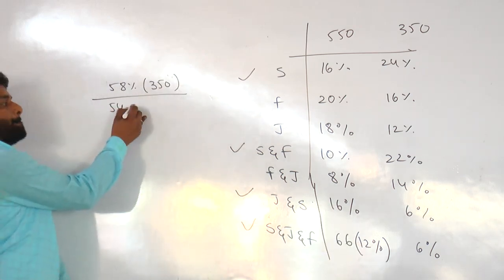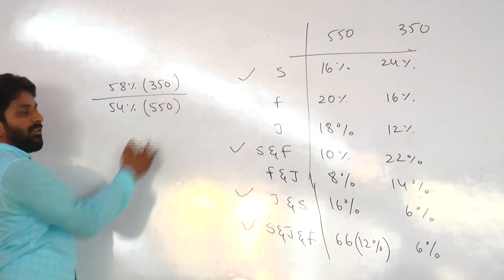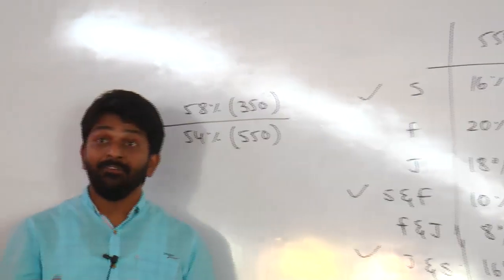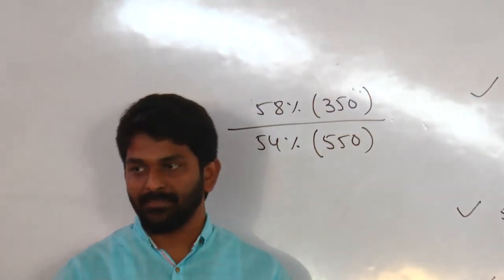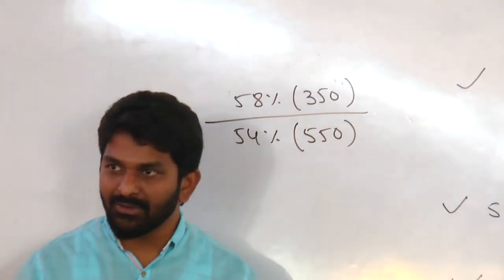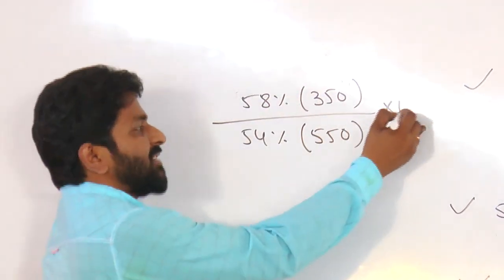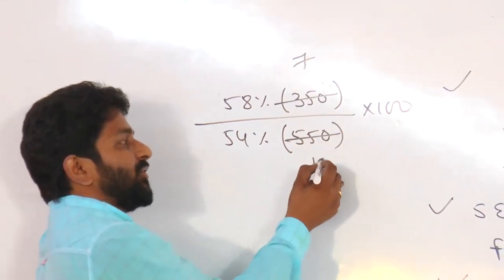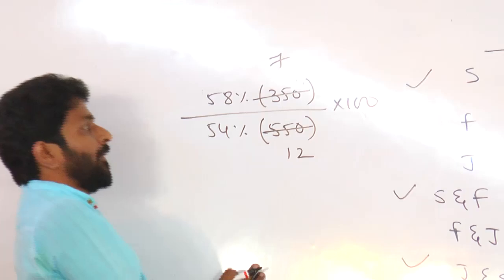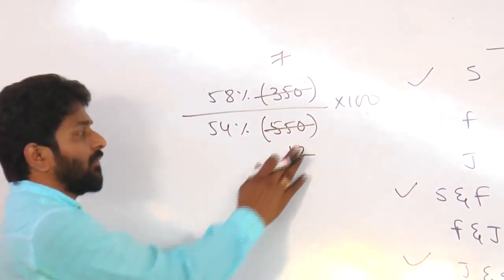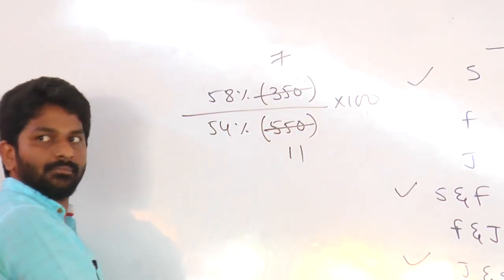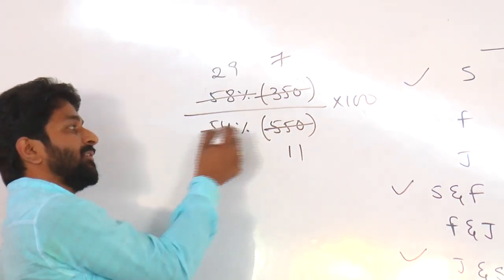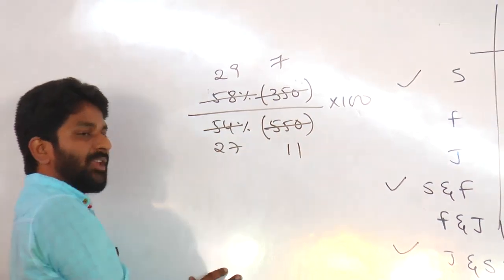54% of 550. Now look at your question. Were you asked to calculate female or what percent of male, or female or what percent less? What percent only, right? So directly consider these numbers as they are. Don't go for conversion at all. 50, 7 times, 12 times. 7:12. And then go for cancellation. Cancellation with 2. 29 times, 27 times. No more cancellations.